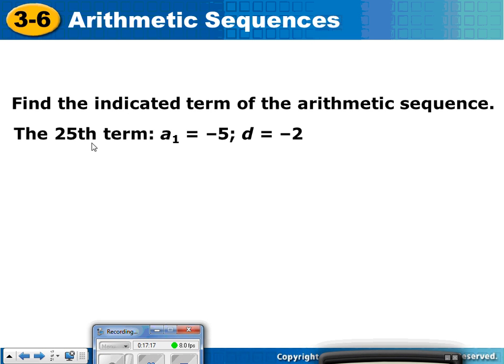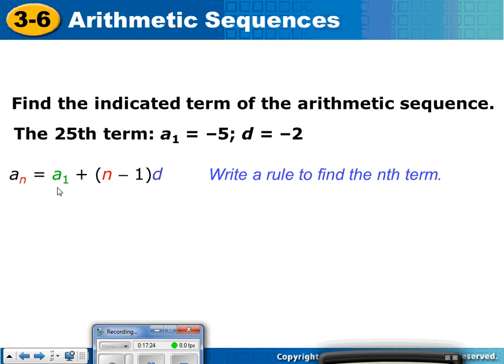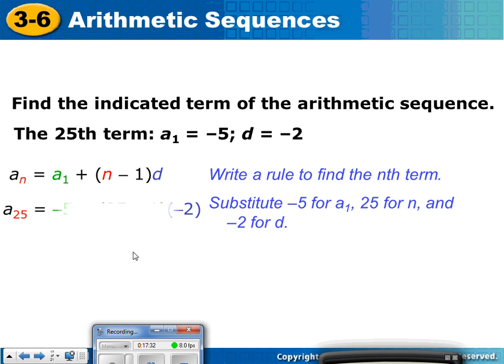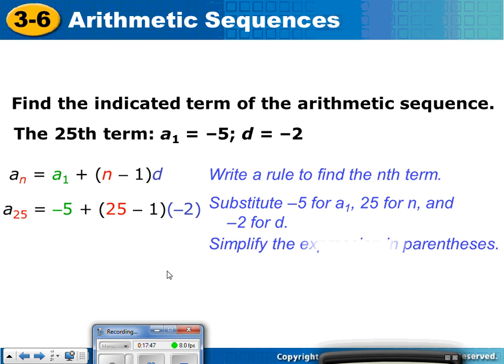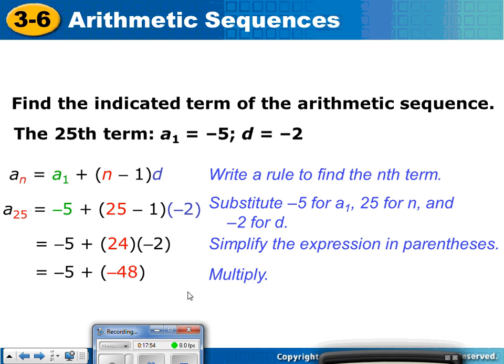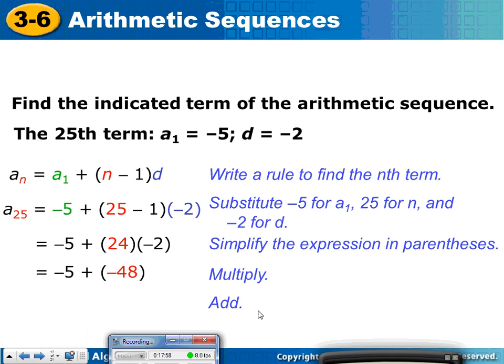Now, before we run out of time today, the formula. A sub n equals A sub 1 plus n minus 1 times D. I substitute in the numbers. So to find A sub 25, it's equal to negative 5 plus 25 minus 1 times negative 2. Now I solve. What's 25 minus 1? 24 times negative 2 is negative 48, and negative 48 and negative 5 is negative 53. So that means the 25th term of this sequence is negative 53.